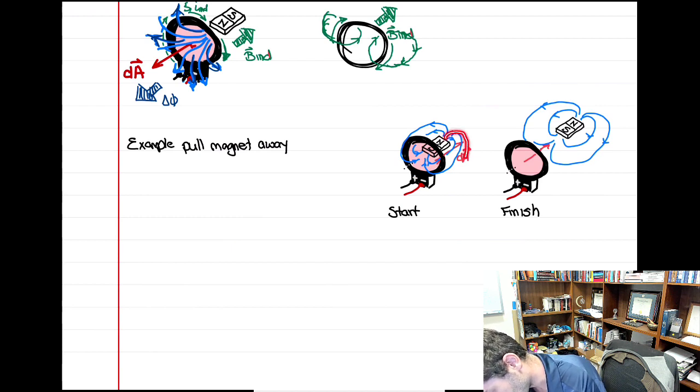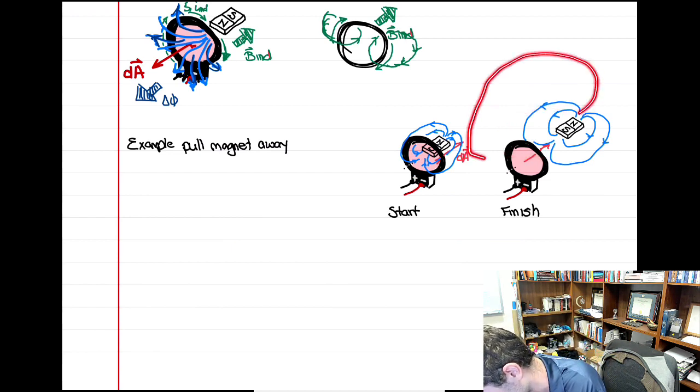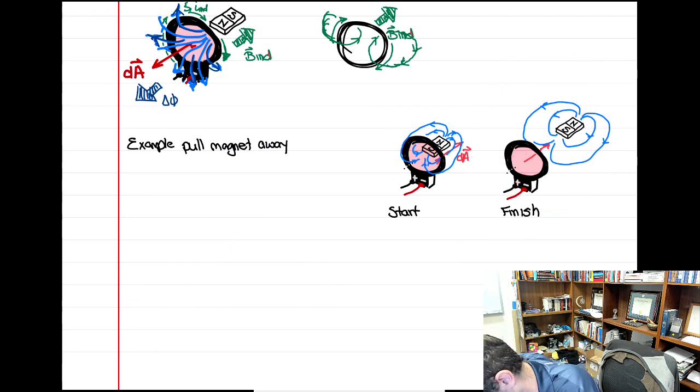It comes out of the north and kind of loops around and might go into the surface this way, such that when I pull the magnet farther away, more of those loops are going to be completely contained behind this coil rather than going through it. There still might be, right, this one that kind of goes way out here might still go through in this general direction. So as a result, notice I made dA point in the opposite direction.